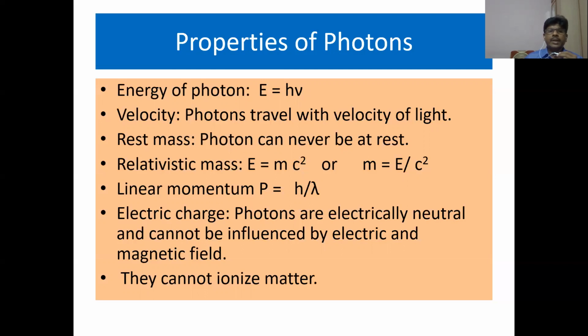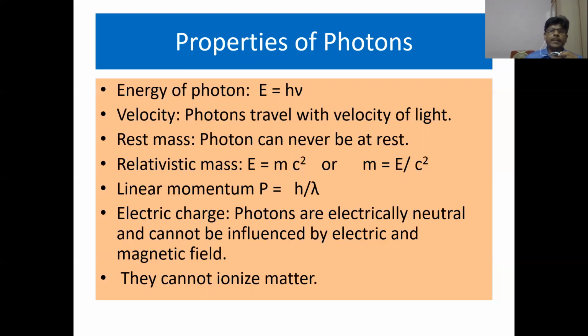Photons do have relativistic mass. From Einstein's equation, we have E is equal to mc square, or m is equal to E by c square. What is the expression for E? The expression for E is h nu. So m is equal to h nu by c square. So all photons have got a relativistic mass. When do you talk about relativistic mass? When particles move very close to the velocity of light or with the velocity of light, we talk about relativistic mass. And since photons move with the velocity of light, they have got relativistic mass.